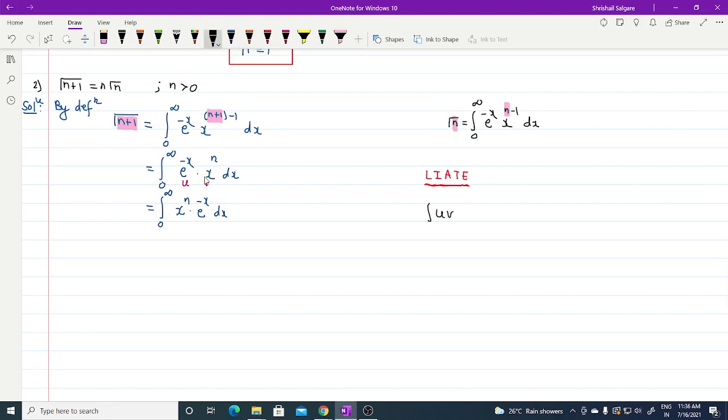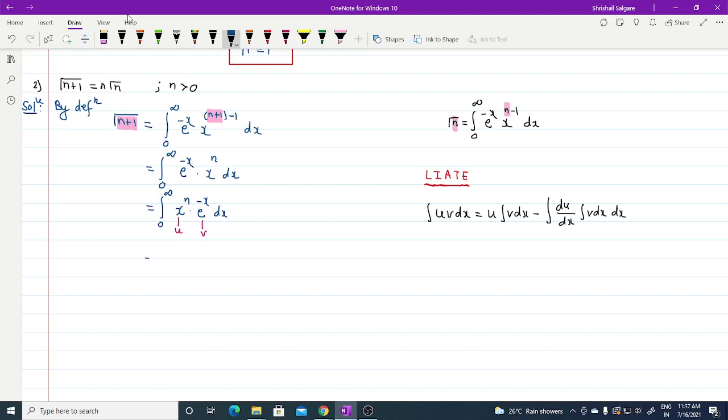Integration of uv with respect to x is u as it is, integration of v with respect to x, minus integration of du by dx times the integral of v. Am I right? Okay, so in our case, what is our u? Here I will write. Our u is x raised to n, v is e raised to minus x.